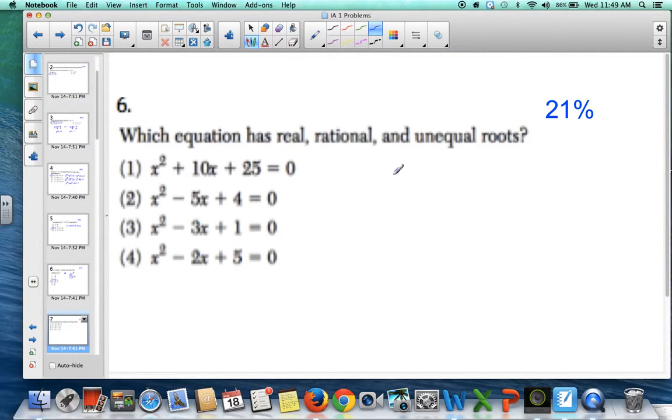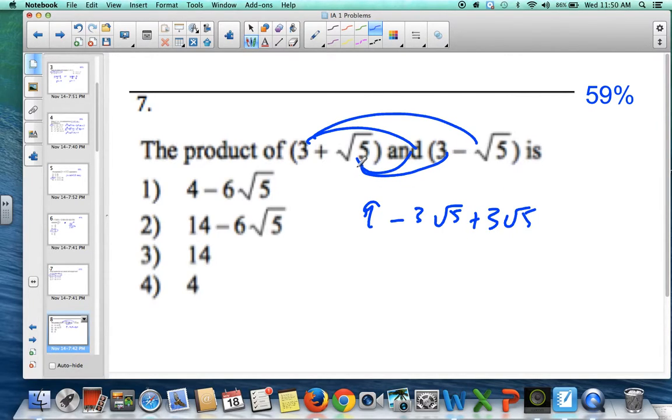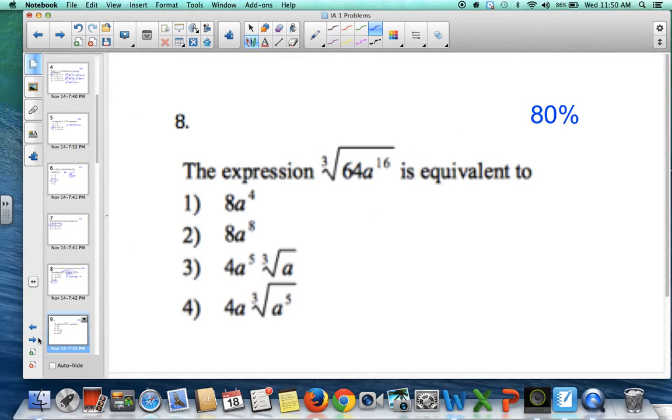This one here is a little tricky. The correct answer is this. We're going to go over some shortcuts to that next week. This one is simply FOIL, and what happens is this gives you 9, and then it gives you minus 3 square root of 5, and then these guys give you plus 3 square root of 5, and 5 times square root of 5 times square root of 5 is 5, so minus 5. 9 minus 5 is 4.